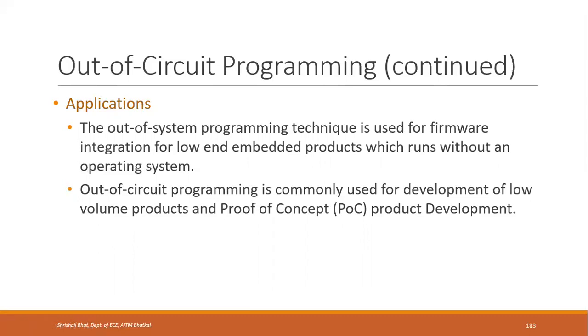And also for proof of concept product development. Proof of concept means, before going for mass production, you develop one model piece, that is called the proof. Just like when you go for printing 1,000 copies, first you print one copy and check for errors and all. Similarly, while developing embedded products, if you want to go for mass production, one proof is developed, that is called proof of concept. In that case, we can go for out-of-circuit programming.